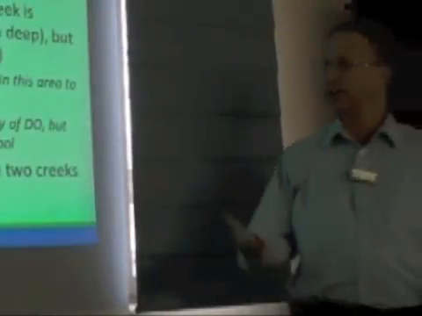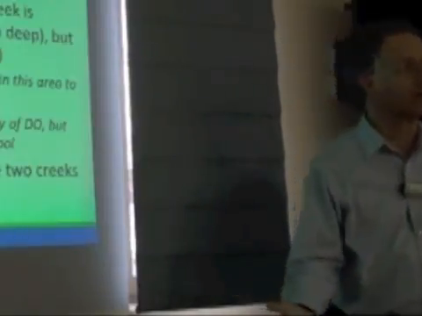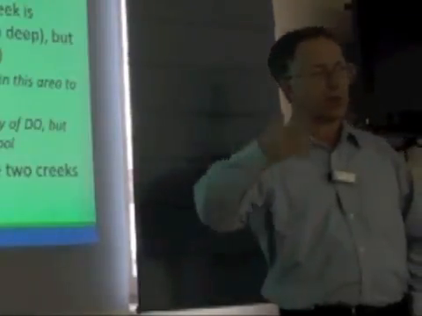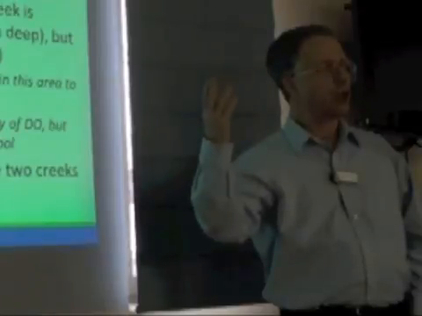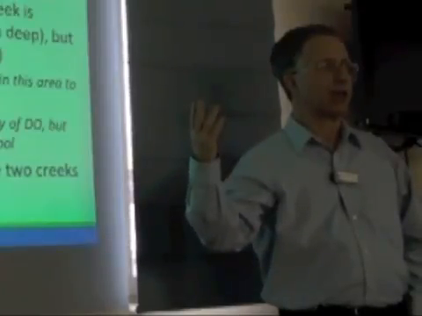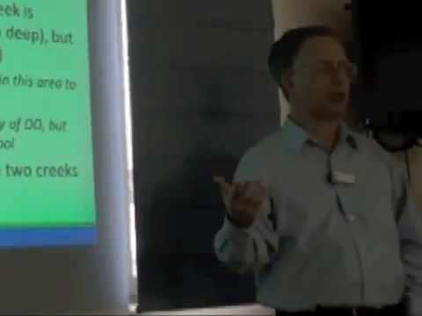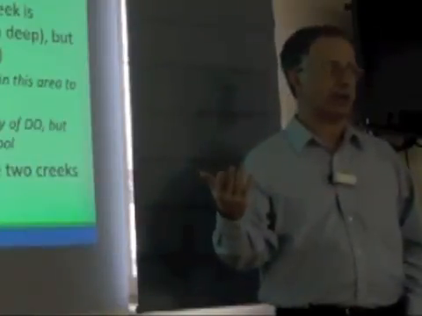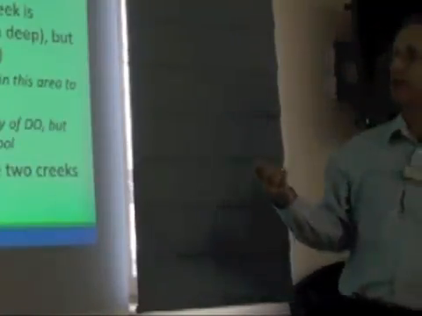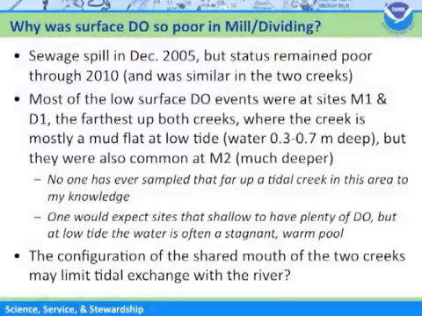So why is Mill and Dividing so bad? And the easy answer would be, well, it was the sewage spill. But if you think back to the data, 2006 was not even the worst year. That was the year after the sewage spill. 2007 was the worst year, but it's basically been bad every year. So it can't be as simple as the sewage spill. The worst conditions were the farthest up the creeks, so that may be a factor. You saw that picture of the sampling where you're almost on the bottom. And very few people sample that far up at Tidal Creek. It's really hard to get to. It's really hard to sample.